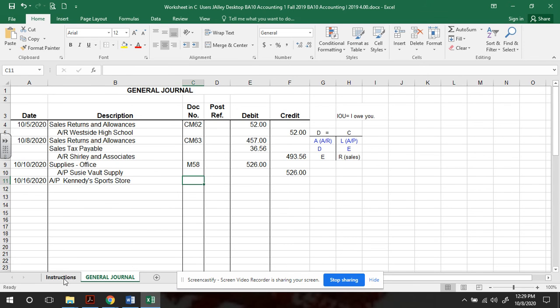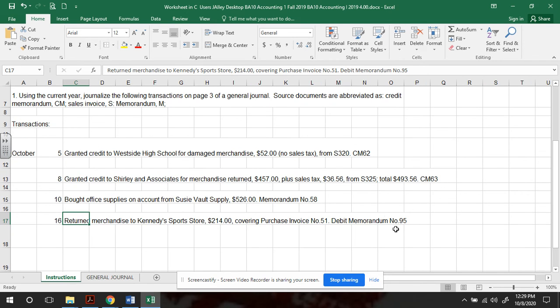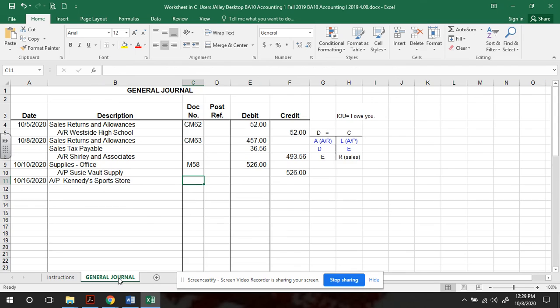And this time it's a debit memo. We're going to keep track. We're going to keep the paper trail that we returned this to Kennedy's, because if Kennedy comes back and says you still owe us $214, we're going to say no, we don't. Here's the debit memo that shows that we returned that merchandise. So you don't throw those documents away until you know the transaction is complete and everything's great. So it says debit memo 95. And what was it, 214, I think?